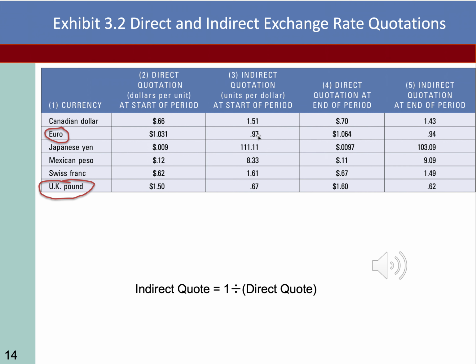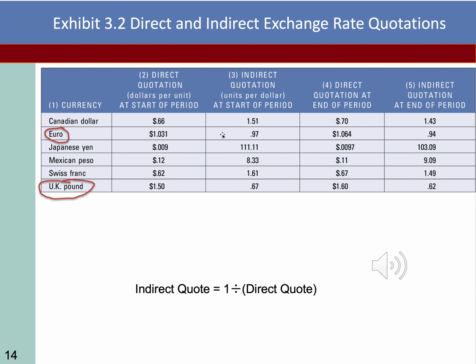Okay. Now let's look at the other one. The last one, look at the British pound, UK pound. The direct quote is 1.5 dollar per pound. How many pounds do you have per dollar? 1 divided by that, the indirect quote, right? It is 0.67 pound per dollar. Now, I circle euro and pound. These are the two currencies usually quoted directly.